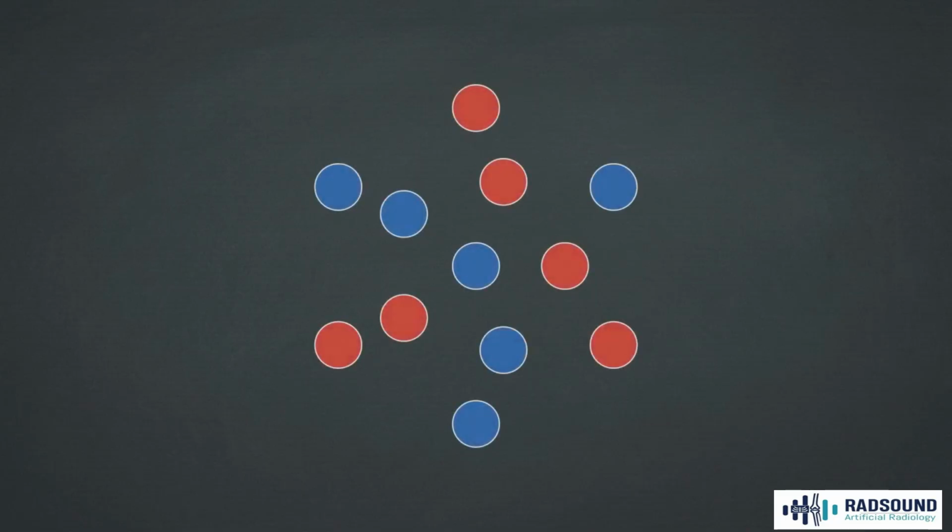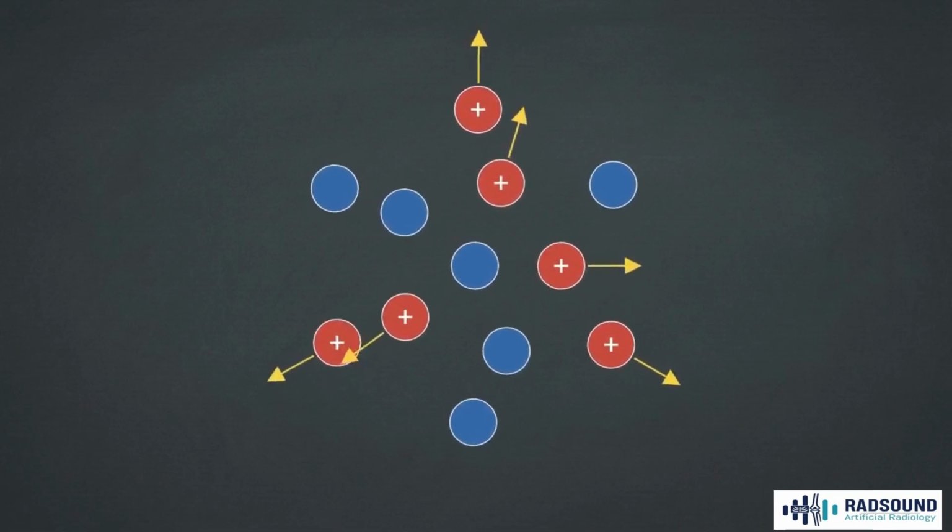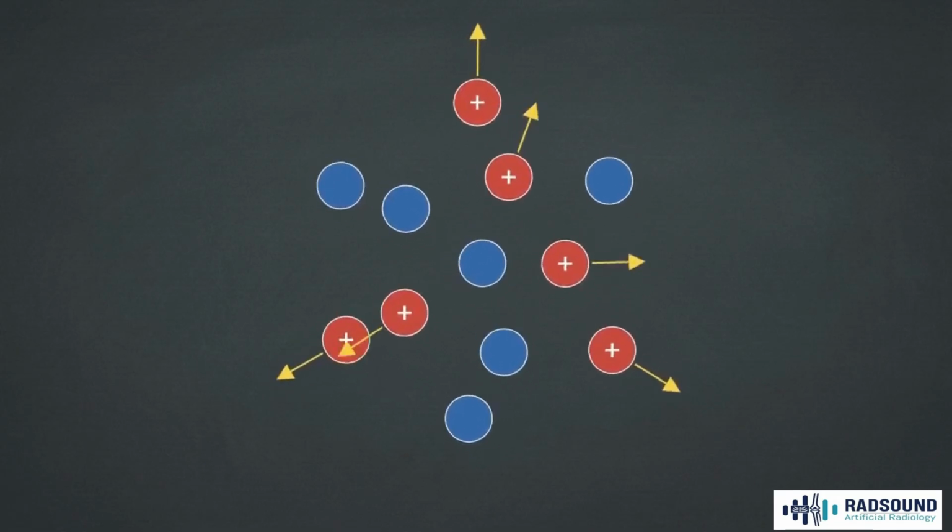We shift now from the electron shells to the nucleus. Because protons are all positively charged, they experience massive electrostatic repulsion. Left alone, they would tear the nucleus apart.